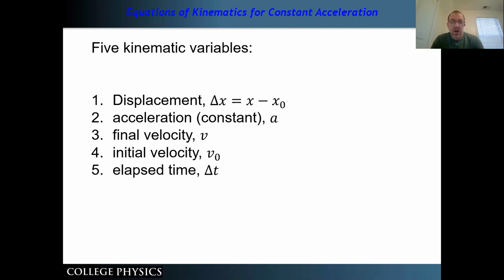So the variables in those equations are going to be, well, let's see, displacement, like I said, displacement, acceleration. And if we use these kinematic equations, we always have to keep in mind that our acceleration has to be constant in order for these equations to be valid. Let's see, what else? Final velocity, initial velocity, and elapsed time, delta t. All right.